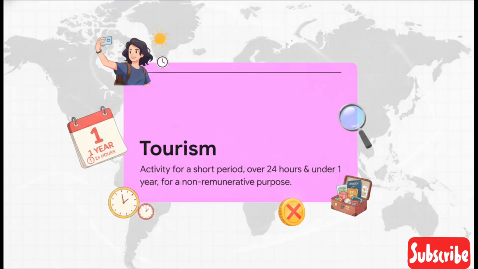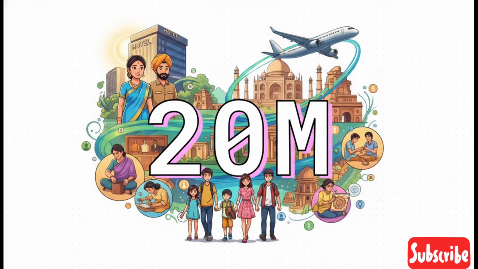So, first things first, we need a rock-solid, exam-ready definition. According to the United Nations World Tourism Organization, tourism is defined as an activity conducted for a short period of time. Specifically, that means more than 24 hours and less than 1 year for a non-remunerative purpose. It really helps to emphasize those specific timeframes as you study. Over 24 hours, under 1 year, and non-remunerative, which just means the traveler isn't going there to get paid by a local source. This is a classic, highly testable definition, and it forms the foundation of our entire economic discussion today.